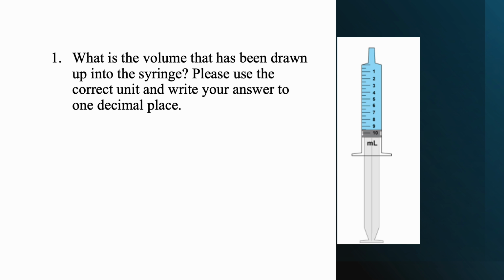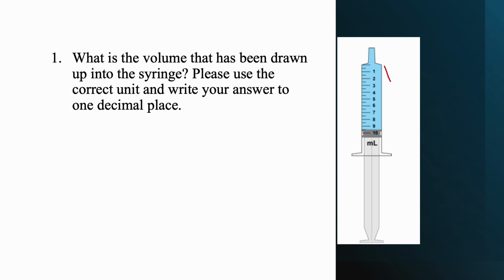Question number 1 is, what is the volume that has been drawn up into the syringe? Please use the correct unit and write your answer to 1 decimal. So 1 decimal means there should be one number after the point. The answer should be like 1.2, 1.3, 1.4. That's a 1 decimal number.